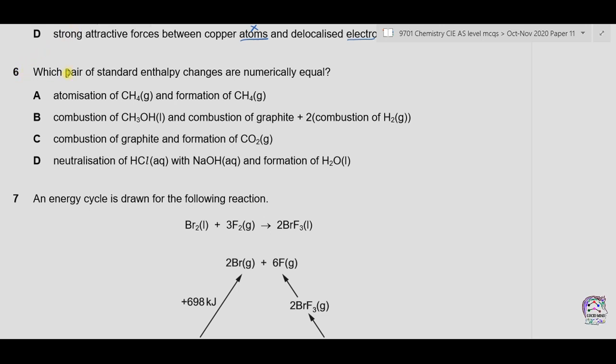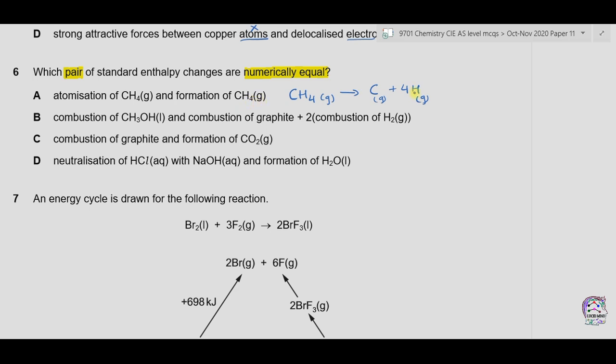Question number 6. Which pair of standard enthalpy changes are numerically equal? A. Atomization of CH4 gas and formation of CH4 gas. Atomization means that the compound is changed back into respective atoms. We have 1 atom of carbon and 4 atoms of hydrogen, and both are in gaseous state.